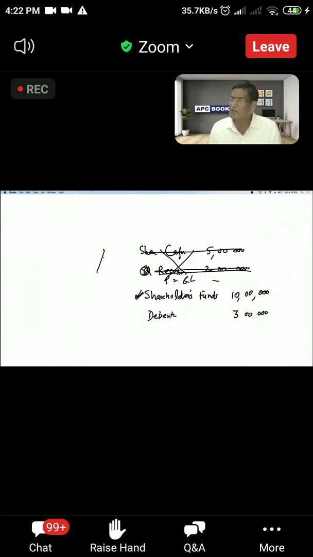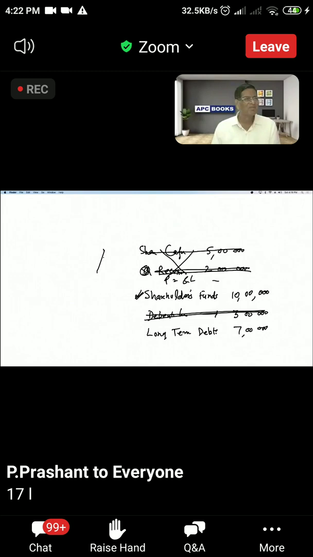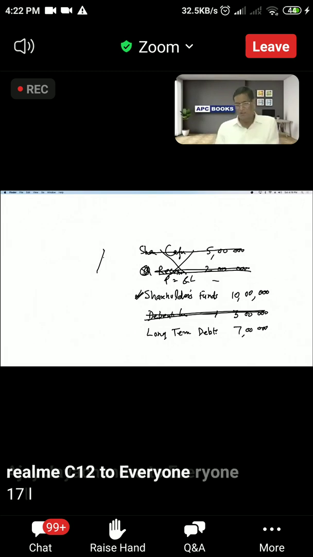Let us take the question further. Debentures are 3 lakh. Long-term debts 7 lakh. What is the capital employed? I think you know it. Debentures will be ignored, because it is shareholders funds plus long-term debts.